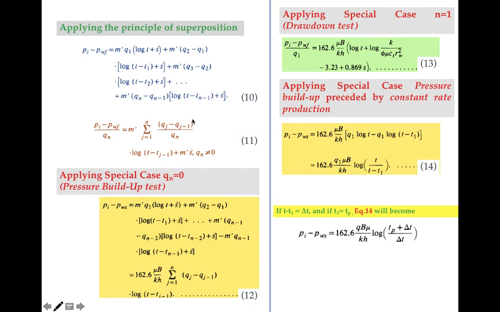Now the same equation number 10 can be written in a slightly different form. Although these two equations are the same, this one is written differently, where qn is the total sum of all the rates. Sorry, qn is the last rate, not the sum of all rates. Qn is the last rate. This is the simple principle of superposition, and it is easily understood.